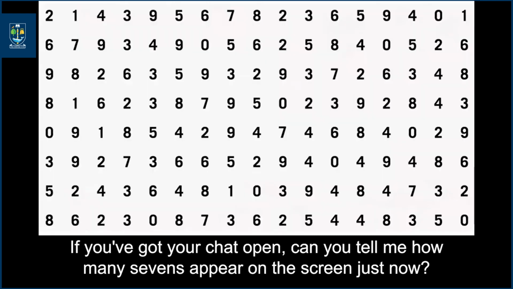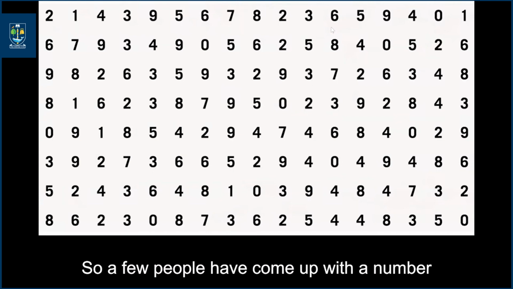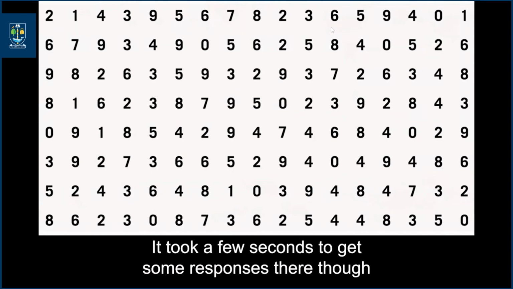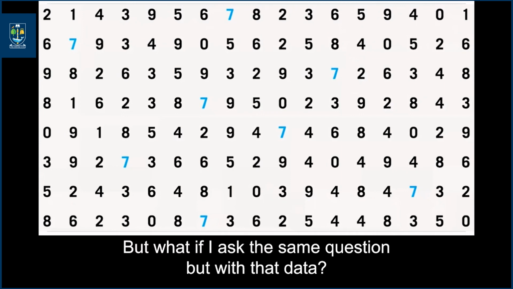Just a quick question here. If you've got your chat open, can you tell me how many 7s appear on the screen just now? Okay, so a few people have come up with a number. It took a few seconds to get some responses there, though. But what if I ask the same question, but with that data?